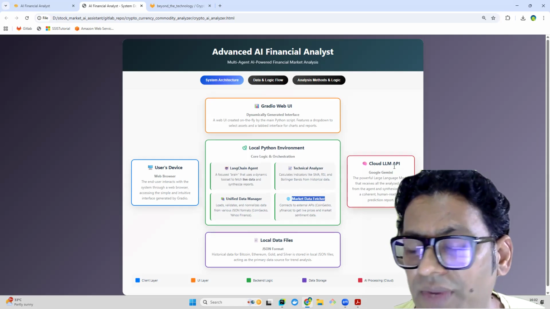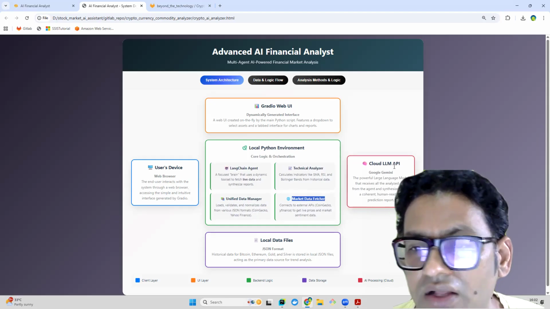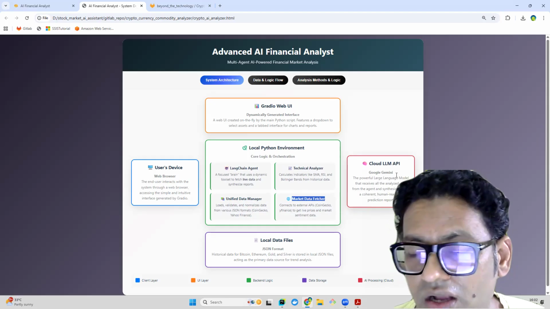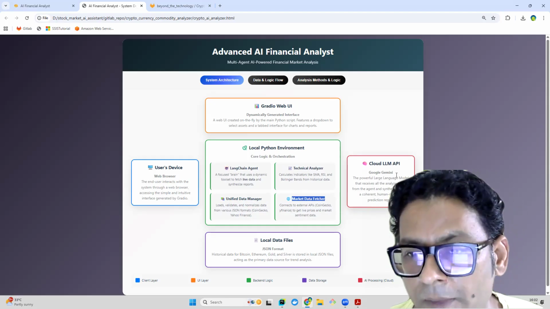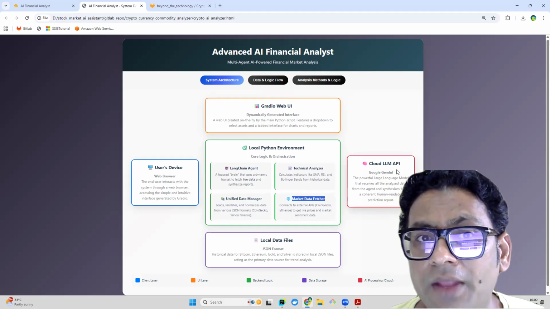Then the cloud LLM API: LangChain is going to help us with that. So you need a Gemini API key. If you have a Google account, a Gmail account, you can easily generate that. It has some free quota also, which you can use for your playground.